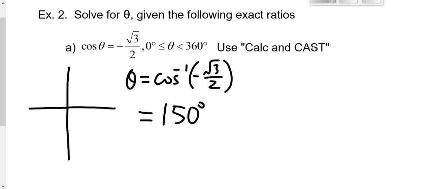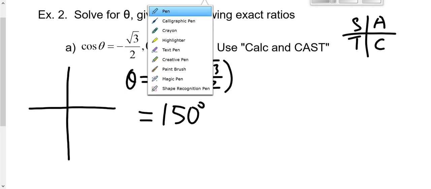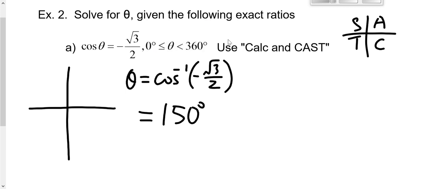We specify CAST here. What's CAST? In this case, if you are familiar with CAST, then you will know that cos is negative. When do you get cos negative? Cos is negative here and here. So that means we should have two answers. We have 150, which is here. That means there should be another answer here. So how do you figure out the answer? Of course, we need to draw that.